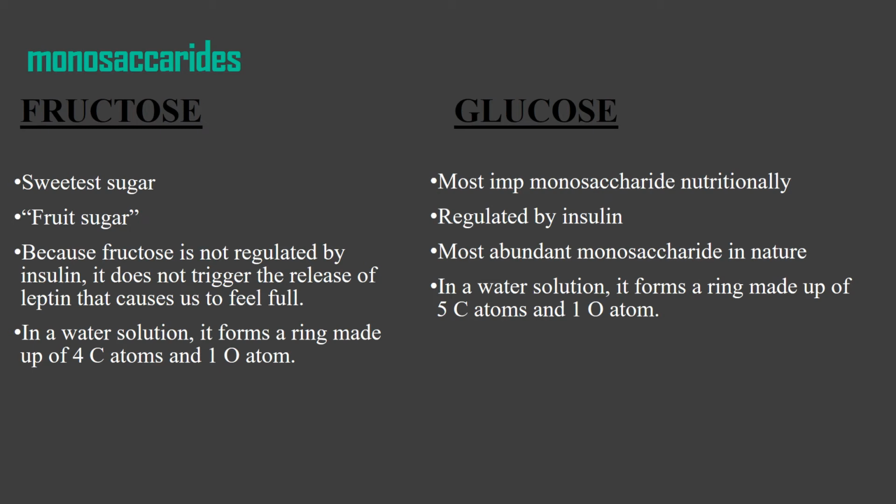Fructose is the sweetest. People usually refer to it as fruit sugar. Glucose is the most important saccharide nutritionally and is the most abundant in nature. Unlike glucose, fructose is not regulated by insulin. As a result, it does not trigger the release of leptin, which is a hormone that causes us to feel full. That's why fructose is usually linked to unhealthy weight gain.